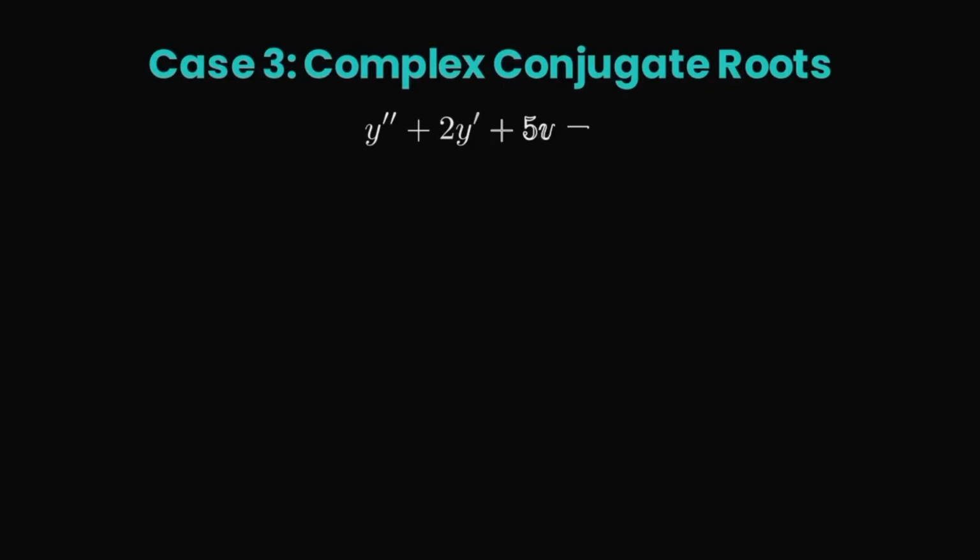Finally, we have the case where the discriminant is negative. Let's solve y double prime plus 2y prime plus 5y equals 0. The characteristic equation is r squared plus 2r plus 5 equals 0. This doesn't factor easily, so we use the quadratic formula.